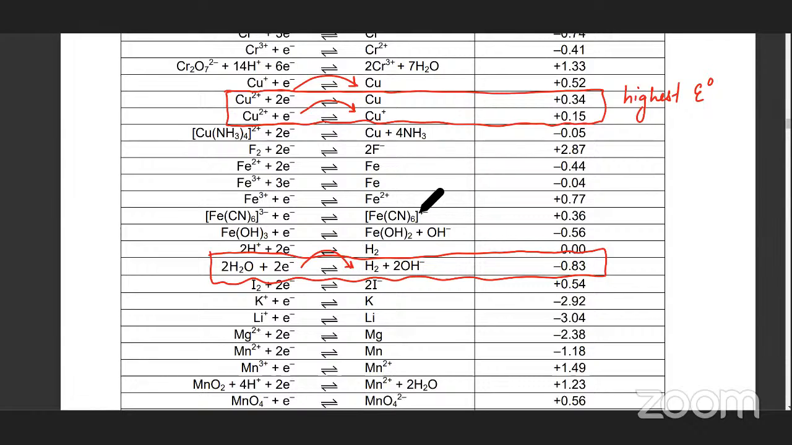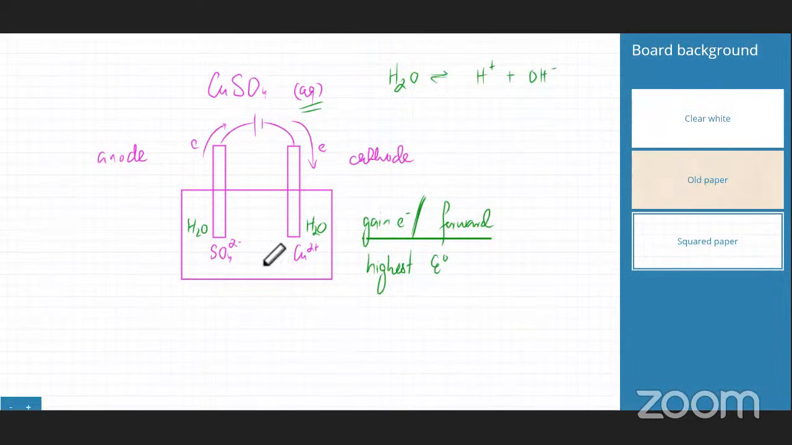You would have to show all this working, and show why you are selecting this equation, because it has the highest potential. Highest potential means it has the highest tendency to gain electrons. But what's happening on the other side? You have two options: water losing electrons or SO4 2- losing electrons.